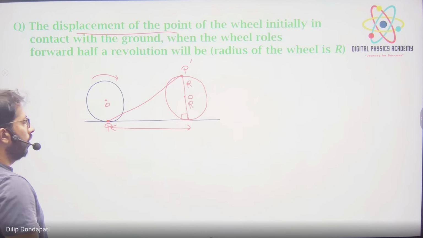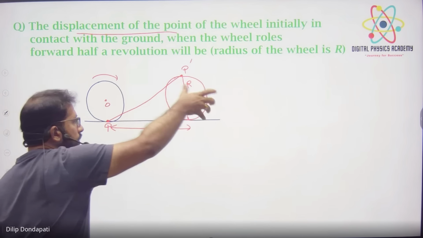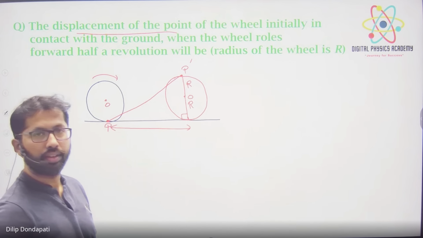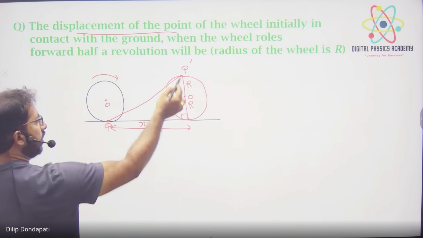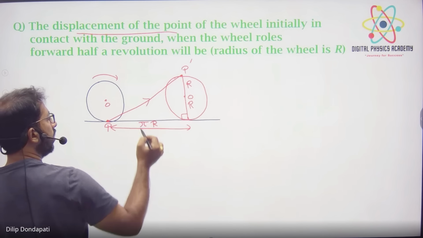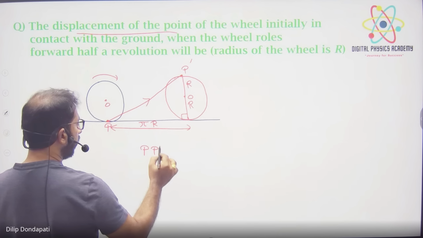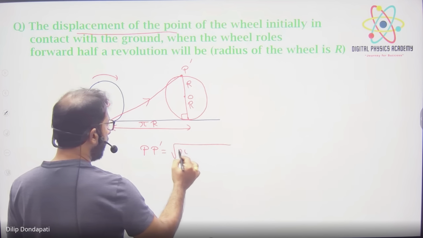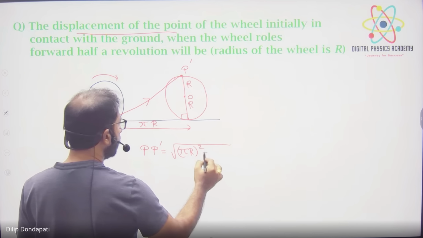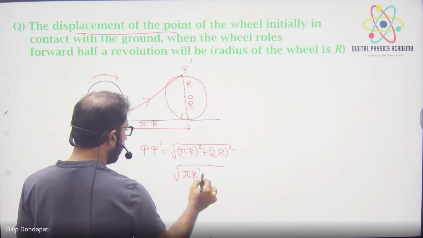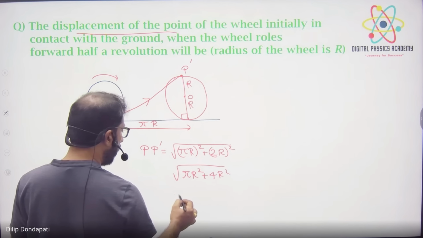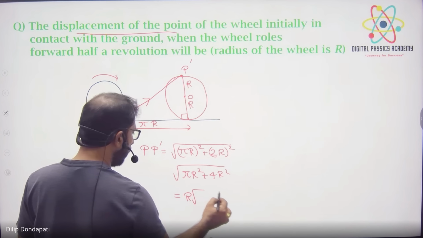Tell me, how much will be the length for one full revolution? The circumference of the circle. So half revolution is pi r. Now, with 90 degrees, two sides are known. We can apply Pythagoras theorem to find this one. So P dash will be under root pi r whole square plus 2r whole square, so under root pi square r square plus 4r square. R comes outside: r under root pi square plus 4.